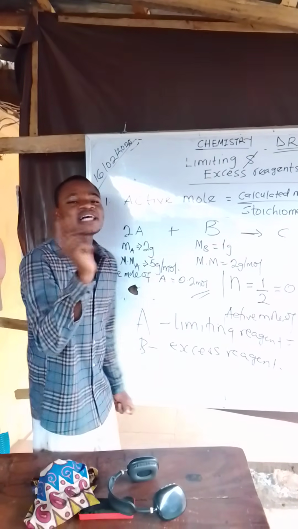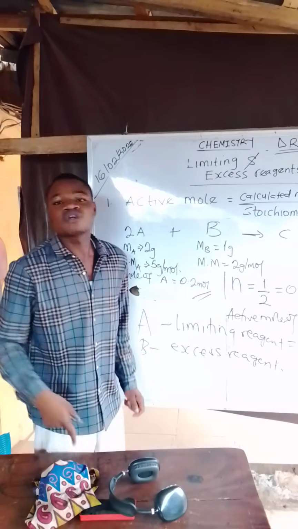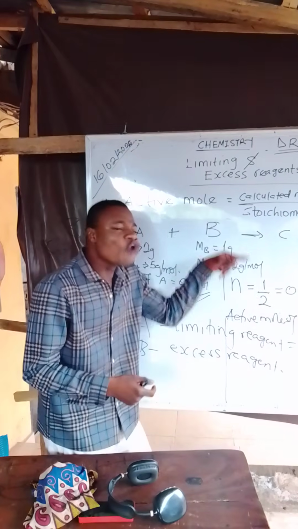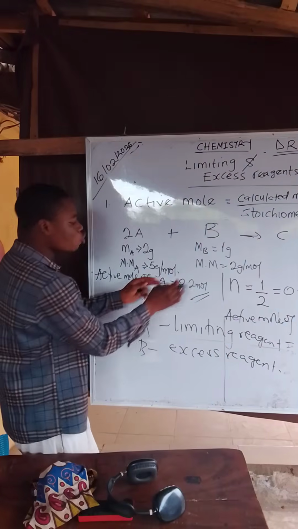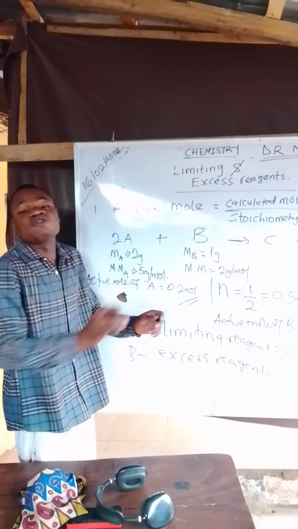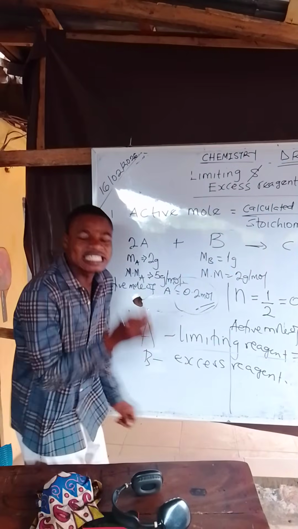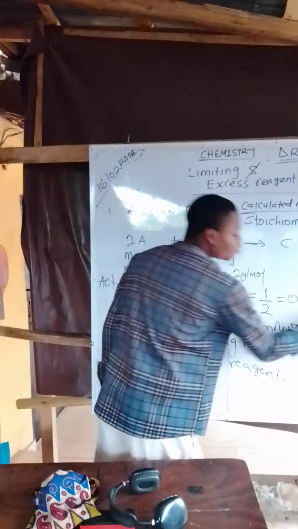And note that we can never use the number of mole of the larger active mole to calculate anything they ask us to calculate. You'll be using the number of mole for the limiting reagent, which is 0.2. That means if they ask me to calculate anything in a question, I'll be using 0.2. That is the number of active mole for the limiting reagent, not the excess reagent.